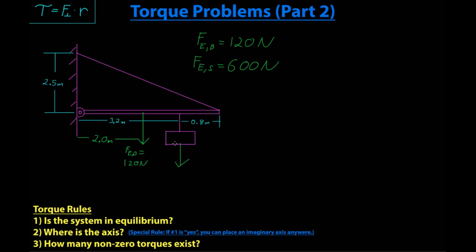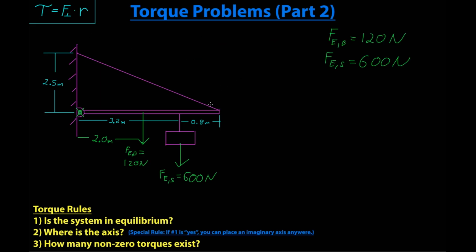We also have the sign. Force earth on sign is 600 newtons, which is going to be the tension in this string, which means the force is at this very specific location on the bar that is 3.2 meters away from our axis. And there's also a third torque. That third torque is going to be from the string.